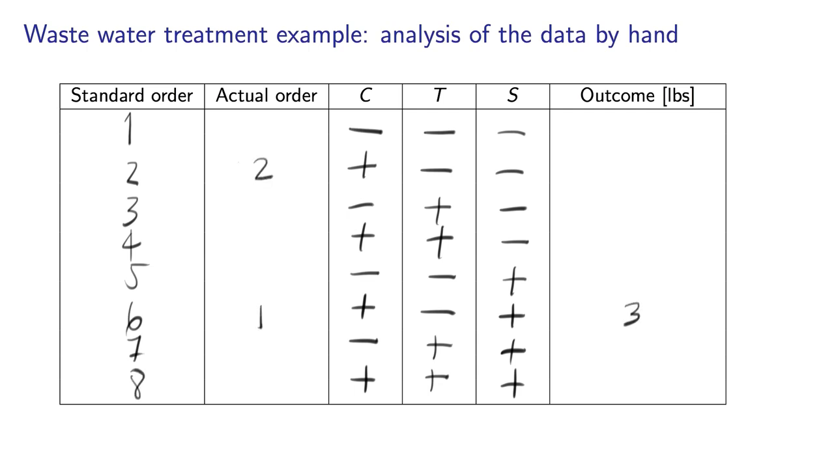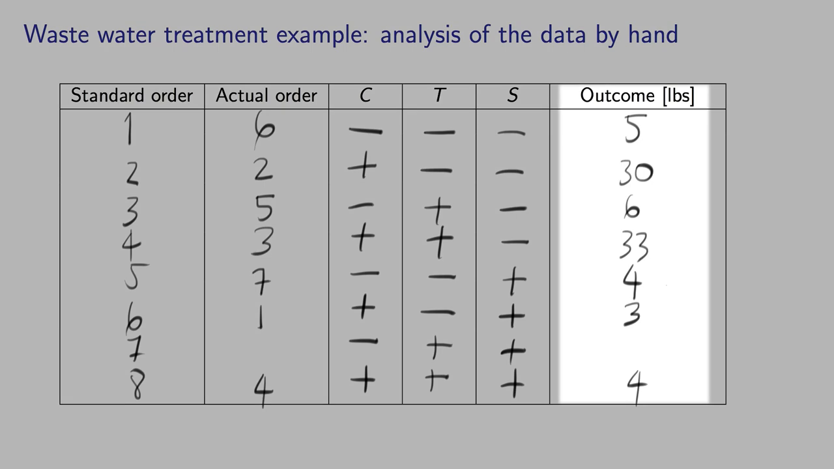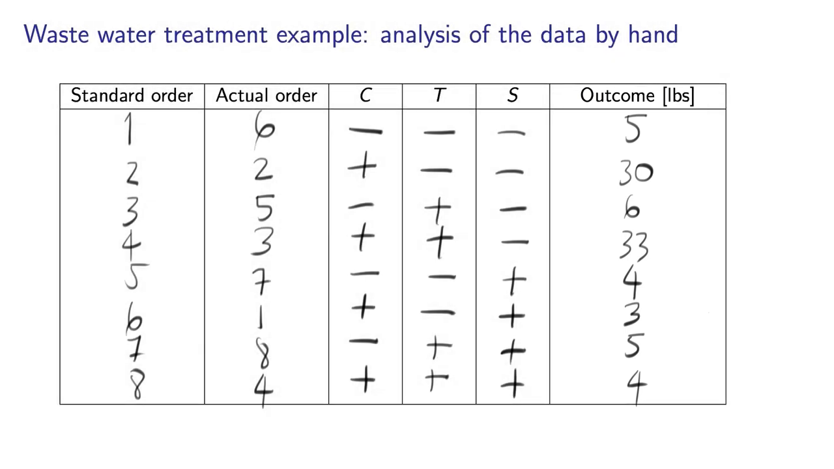Never run the experiments in the order of this table. The order must be randomly selected. So what we will do is add a column to our table to keep track of the order in which we actually ran the experiments. Also add a column over here for the outcome variable. In this case, the outcome was the pollutant amount measured in pounds.